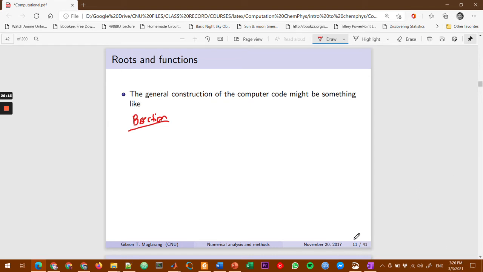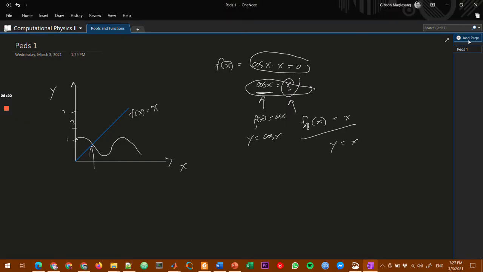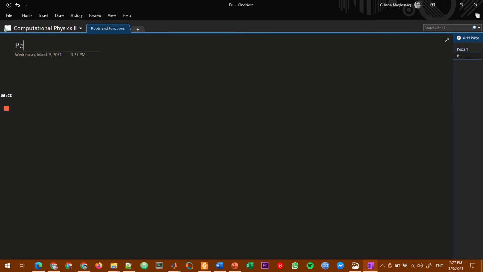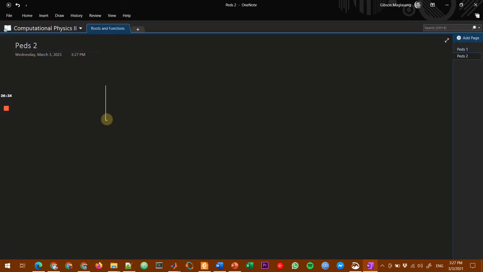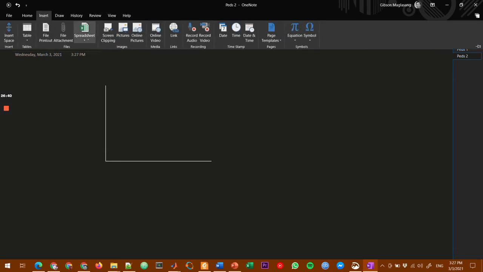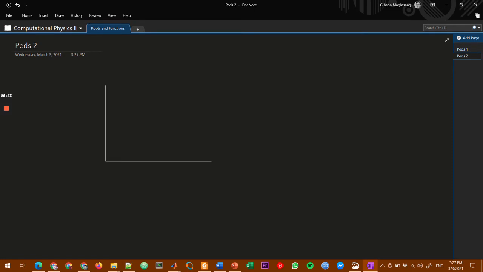So if you have, let's draw an axis. Okay, so if you have a function that looks like this, okay, oh, let me change the color for distinction.